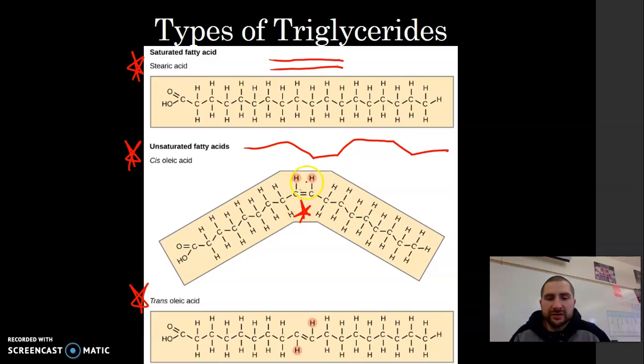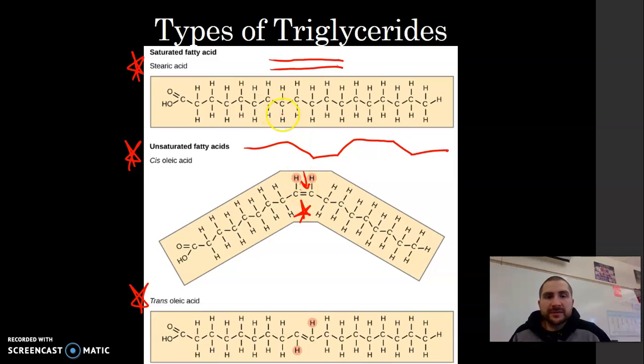Instead of having 1, 2, 3, and 4 hydrogens here in this vicinity, we only have 2. And that's because of this double bond right here. Okay? So the main difference between saturated and unsaturated fatty acids is the presence of at least one double bond. And that double bond causes the bend in the chain of the unsaturated fatty acids.